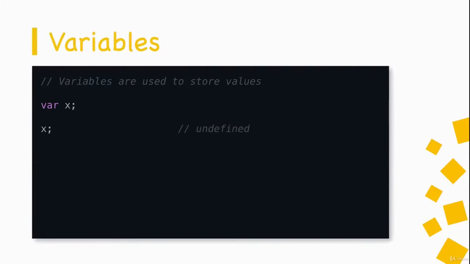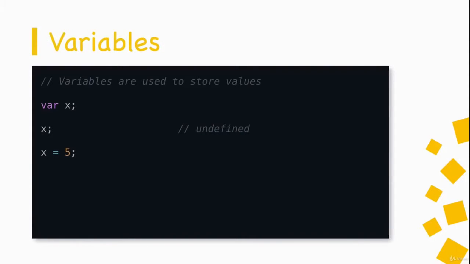You can access the value of a variable by just typing in the name. So because we have created a variable named x, now we can type in x and we can access the value of it. But we just created this variable. We haven't assigned a value to it yet. That's why the value of this is currently undefined. So let's assign a value to it and let's see what happens.